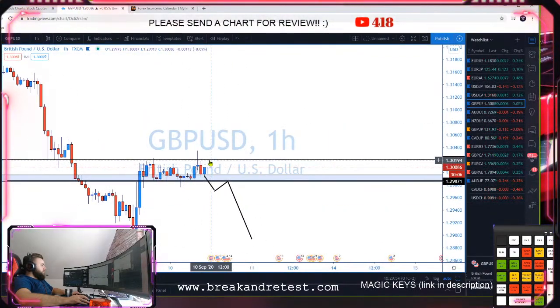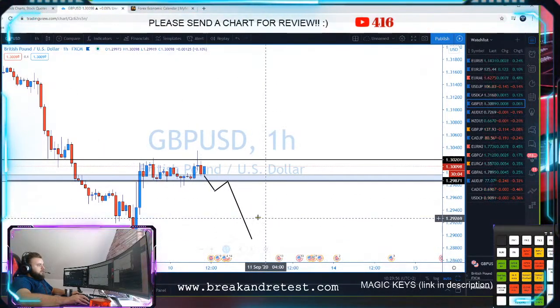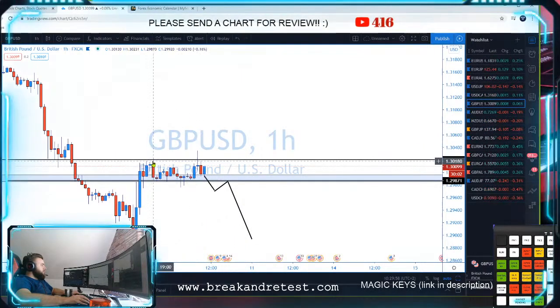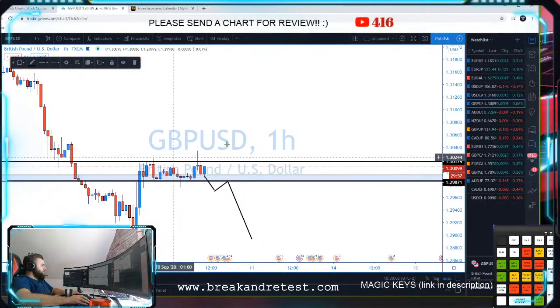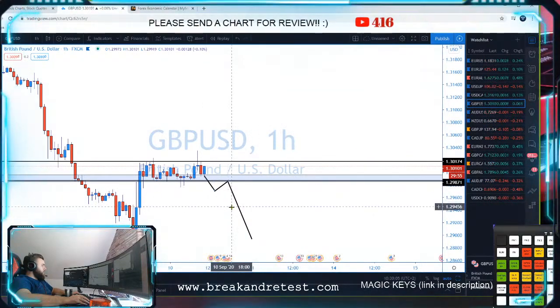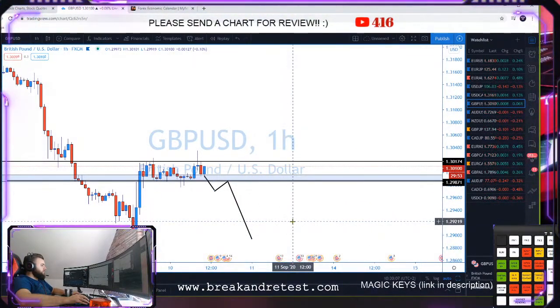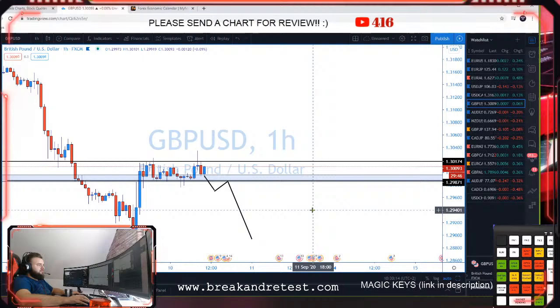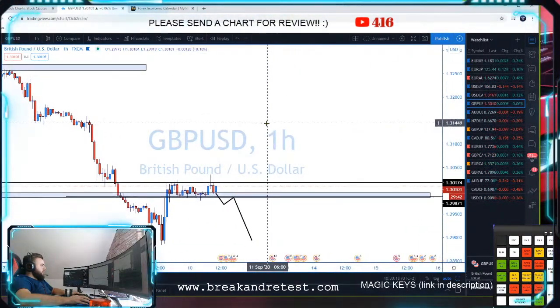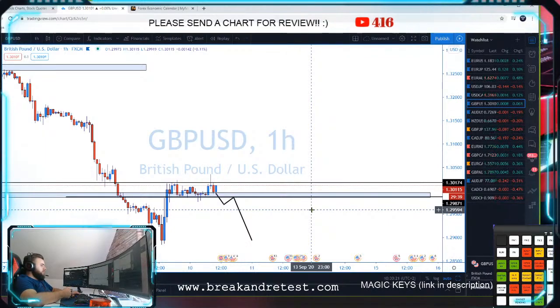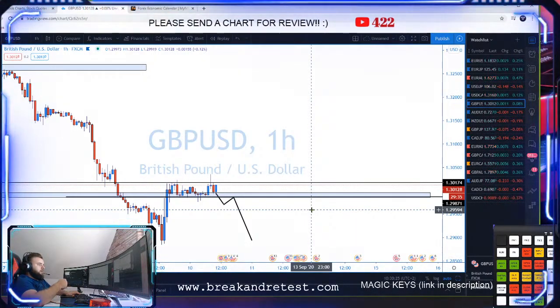GU, if GU goes above the previous candle, it might break above. That's possible, even though I wouldn't like that. I like shorts better, but if we do get a break above, why not? We can try it.